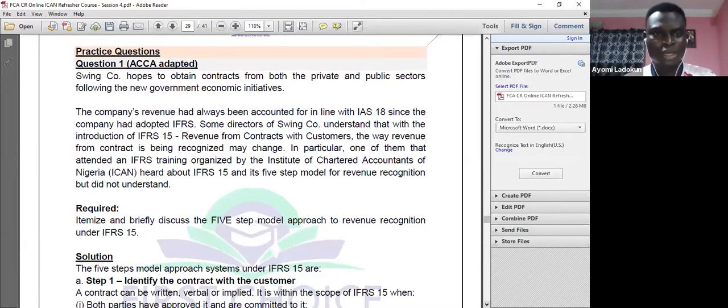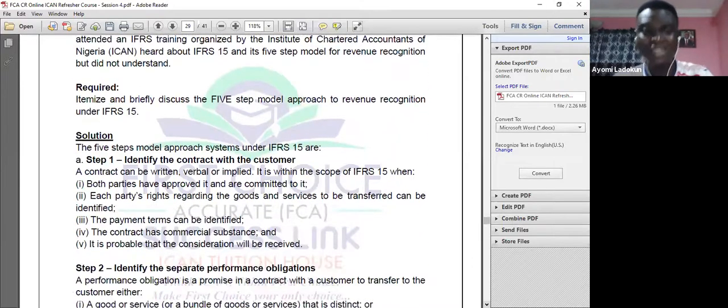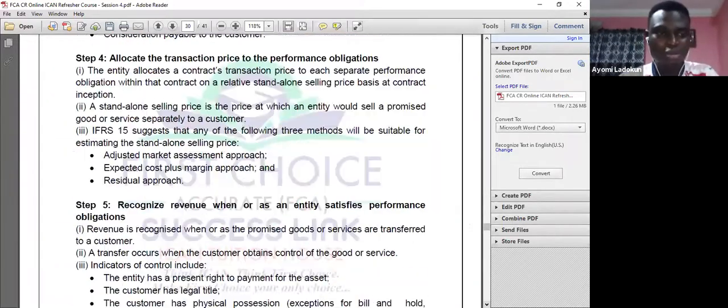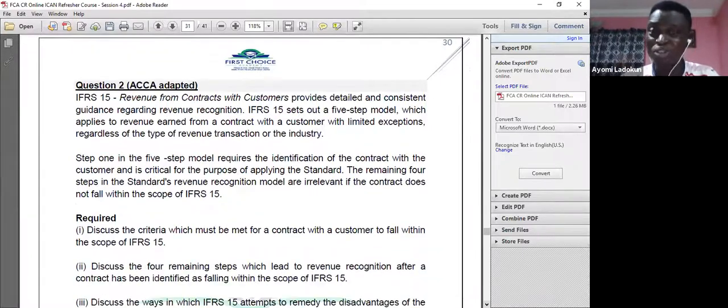Okay, so let's see this question. Let me just go straight to the requirements. All those things are just stories. Then itemize and briefly discuss the 5-step model approach to revenue recognition under IFRS 15. Can you see that? That is what I've been saying since morning. So you have the solutions there, but I've summarized it for you there.